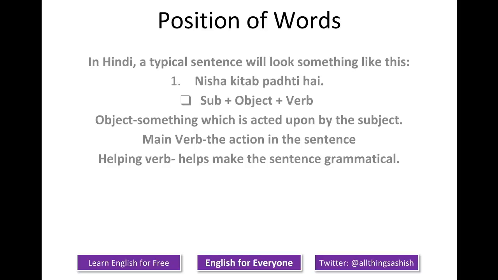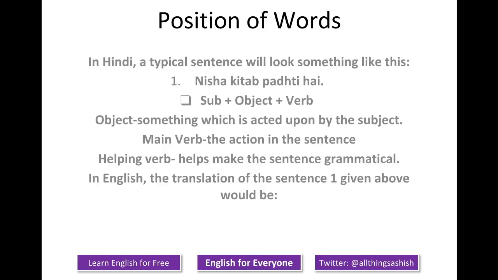In English, the translation of the sentence number 1 given above would be Usha or Nisha reads a book. I think there is a misspelling there, but Usha or Nisha, whatever. Usha, in this case, reads a book. And Nisha reads a book. So we will follow a subject, verb, and object pattern in order to translate the above sentence. And that is the pattern which we follow in English. Subject, verb, object.